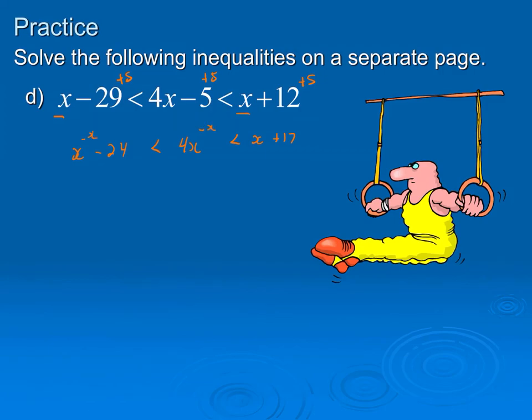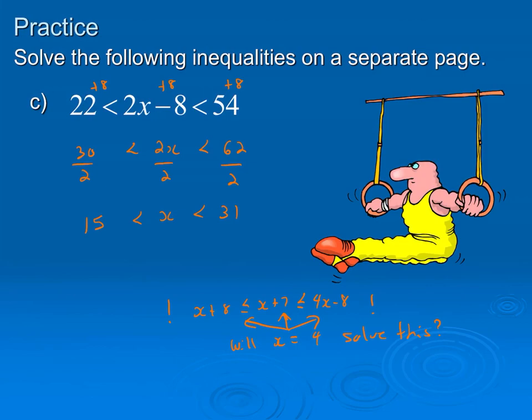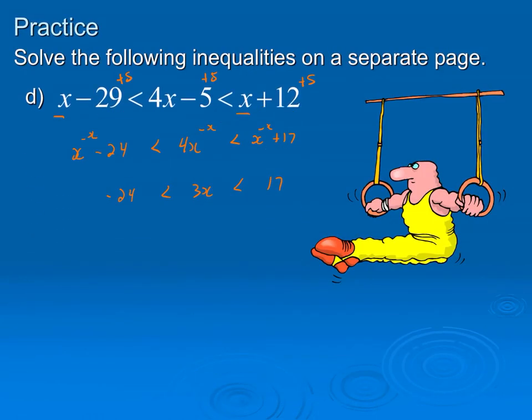Now I want to get rid of those x's on the outside, so I'm going to subtract x from each section. And so I get negative 24 less than 3x is less than 17. Do you see that having the same x value on the left and right parts of this inequality made it so I could isolate x in the middle? If those x's aren't the same in those other two sections, like the one I did here, then it's not easy to solve. But again, the homework questions don't ask you to solve those. They ask you to check a specific x value.